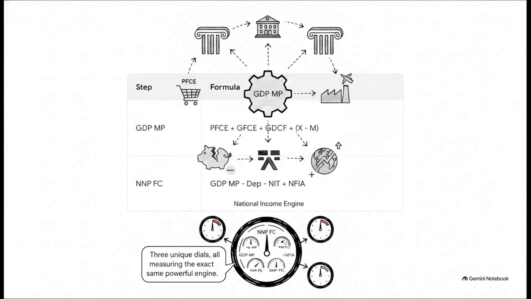Now, what's really fascinating about this is that despite taking a completely different mathematical path by adding up final expenditures, we arrive at the exact same final formula. First, we sum those 4 pillars to get gross domestic product at market price. Then, exactly like the value-added method, we subtract depreciation, we subtract net indirect taxes, and we add net factor income from abroad. And that deduces the final national income. 3 totally unique dials, all measuring the exact same powerful engine.